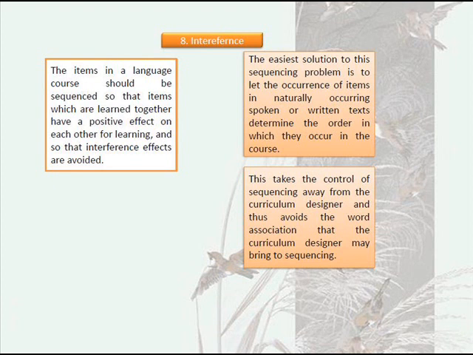Well, the easiest solution to this sequencing problem is to let the occurrence of items in naturally occurring spoken or written text determine the order in which they occur in the course. And this also takes the control of sequencing away from the curriculum designer and thus avoids the word associations that the curriculum designer may bring to sequencing.